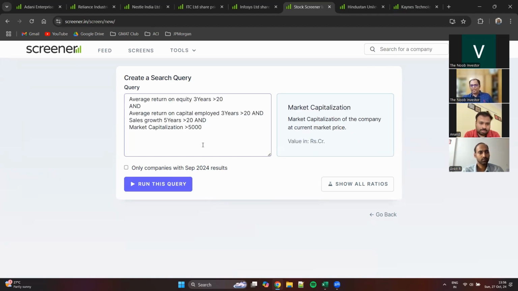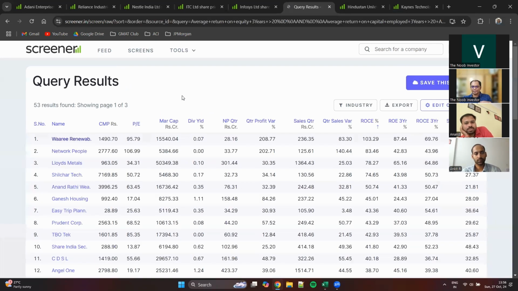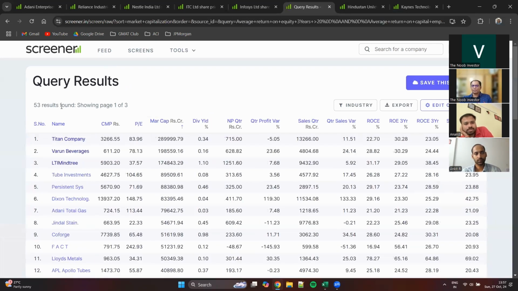So if you look at this query which I'm writing, basically what I'm saying is my return on equity for the last 3 years should be above 20. Return on capital employed also should be above 20. Sales growth should be above 20 for the last 5 years. And I want market cap above 5,000, because I am not that well versed to understand much smaller companies, where it is much easier to get these metrics. So I want a little more safety. So I want more than 5,000 crore market cap for the company. If you see, there are total 53 companies which fit this bill.